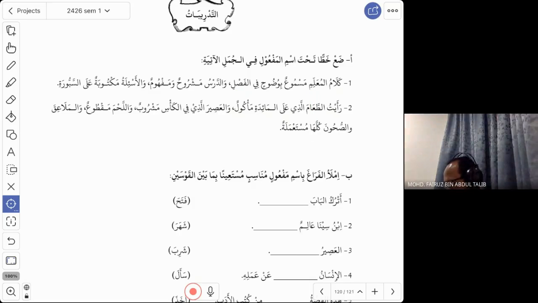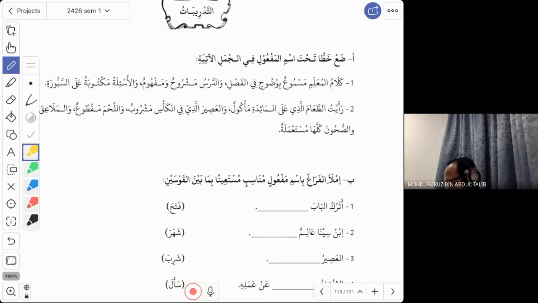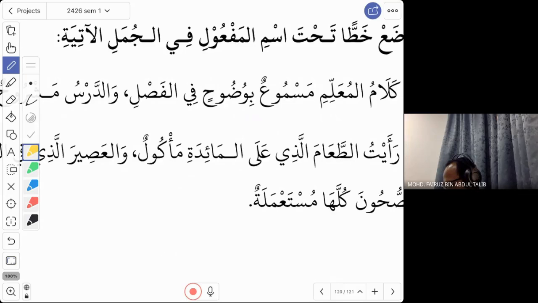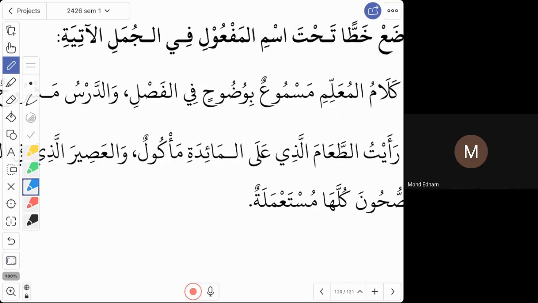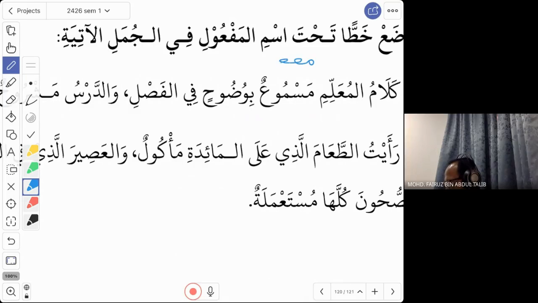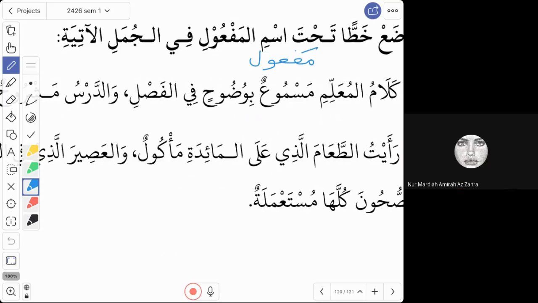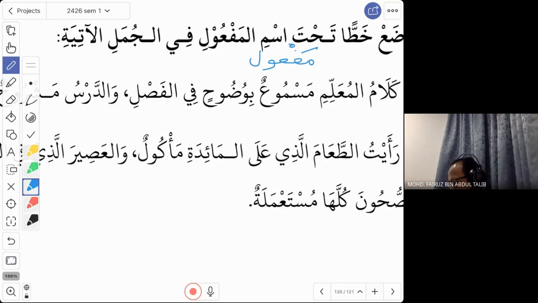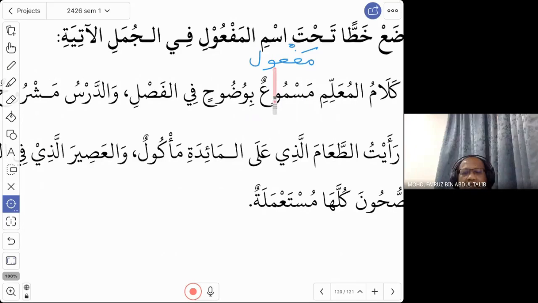Why is this اسم مفعول? Because clearly it is using the wazn of... What is the wazn? Maf'ul. Yes, the wazn of this word is maf'ul. Therefore, this is a maf'ul. Okay, so this is a maf'ul.